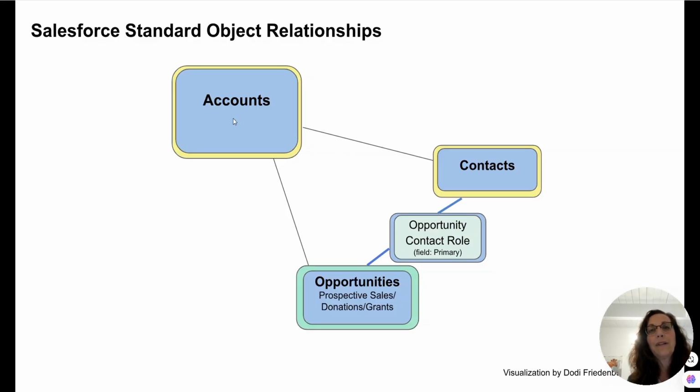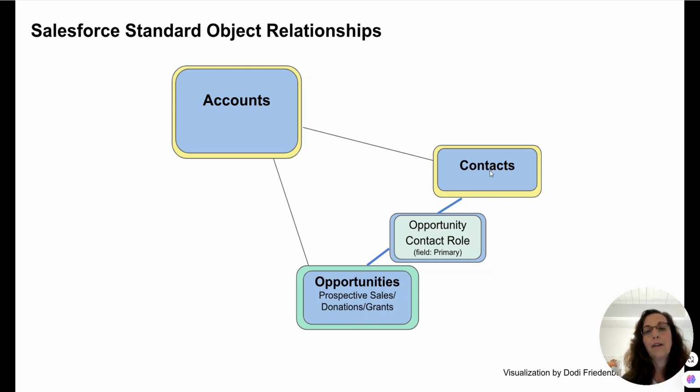This quick lesson is going to demonstrate cross-filtering in Salesforce reports. On the screen, you'll see a diagram showing different objects in Salesforce. And we've received a request for a report that shows us opportunities with contact roles. We see that opportunities are our prospective sales, or in a nonprofit setting, donations or grants.